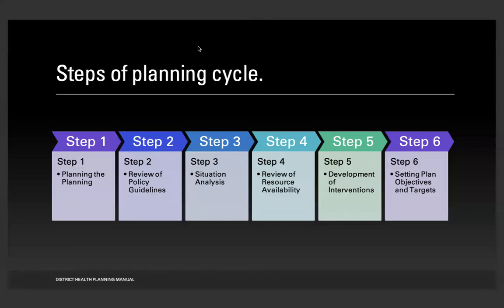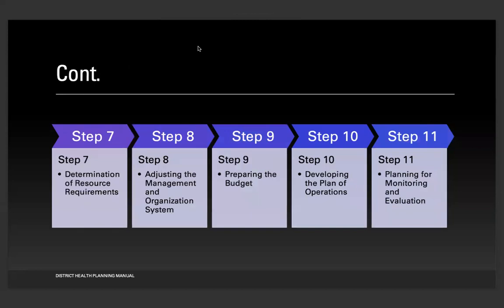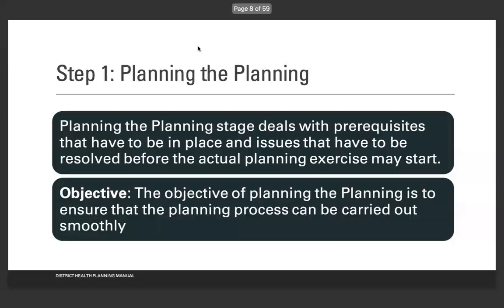Steps of the planning cycle. Step 1 is planning the planning. Step 2, review of the policy guidelines. Step 3 is situation analysis. Step 4, review of resource availability. Step 5, development of intervention. Step 6, setting plan objectives and targets. Step 7, determination of resource requirement. Step 8, adjusting the management and organization system. Step 9, preparing the budget. Step 10, developing the plan of operation. Step 11 is planning for monitoring and evaluation.